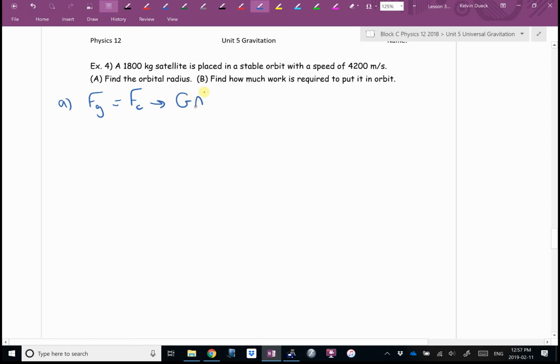Gravity is big G, big M, little m over r squared. And then FC is MAC. Hannah, which version of AC am I going to use? Did they give me or ask for period, or did they give me or ask for speed? Neither. MV squared over R. I'll use that one.